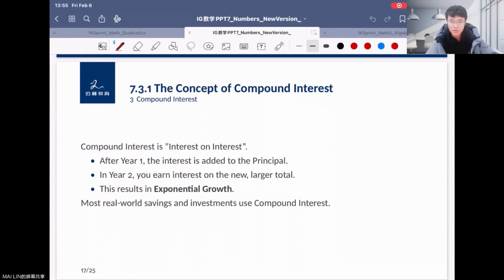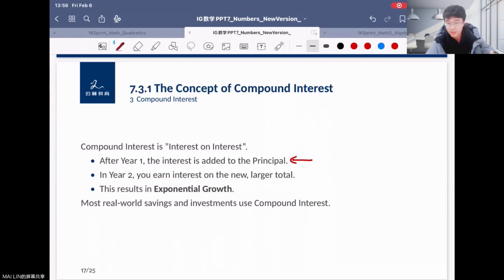So what does compound mean here in the interest part? Here is the definition. Compound interest is interest on interest. Maybe this word is a little bit confusing for you, so let's look at the sentence. After year one, the interest is added to the principal.